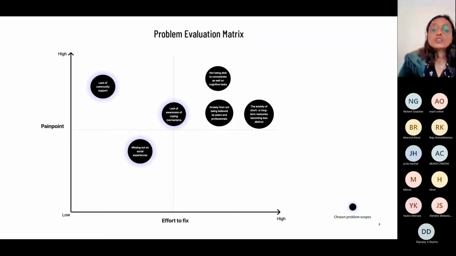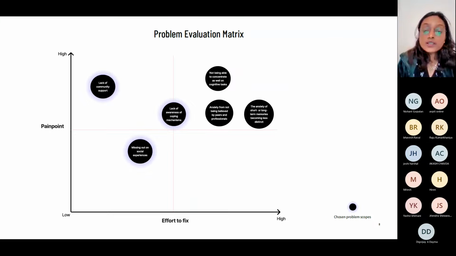We came up with a bunch of problems, but then how do we pick? We picked it based on the pain point and the effort to fix. Yeah. So we said, okay, they don't have a community to talk to. So let's focus on that. And then let's say something is happening to me right now. I don't know what's happening to me and I don't know what to do about it. So these tools or the coping mechanisms, we said they don't know that there are coping mechanisms that can help them.